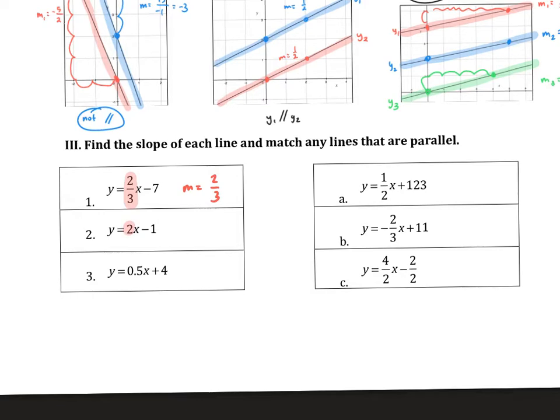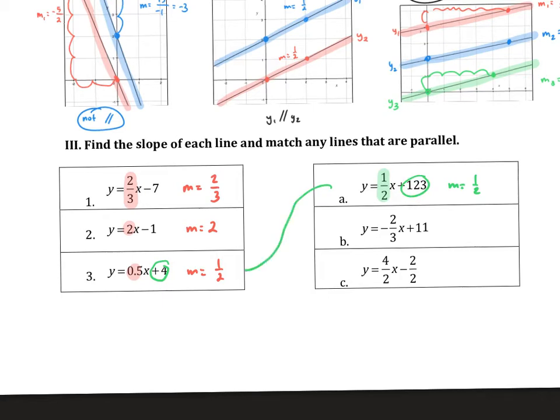This slope here is a 2, and this slope here is a 0.5, or another way to say that is 1/2. So let's look over on this side. This slope here is 1/2 also. So that looks like they match. They also have different y-intercepts. So these two are parallel.